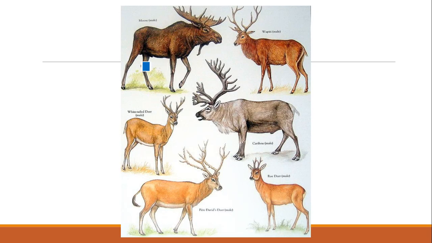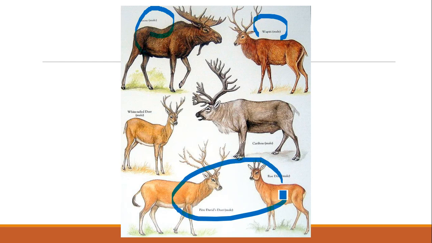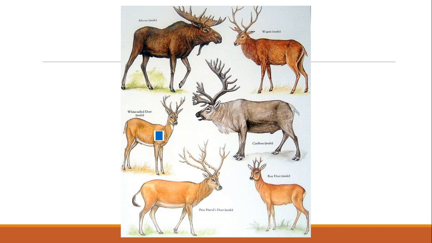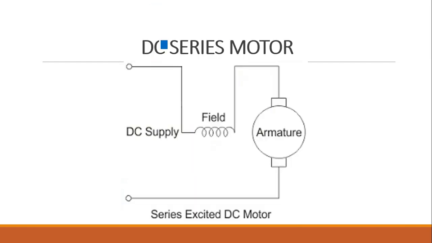In this picture you are seeing different types of deer, but we know they are different. Maybe the species they belong to is only one, but it has a lot of differences. Similarly, we are going to see motors.